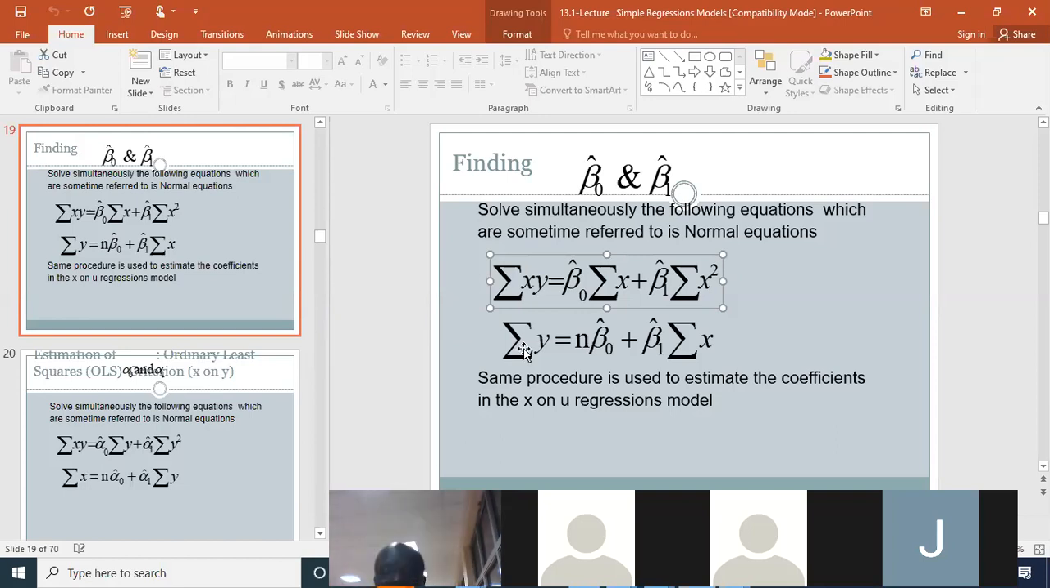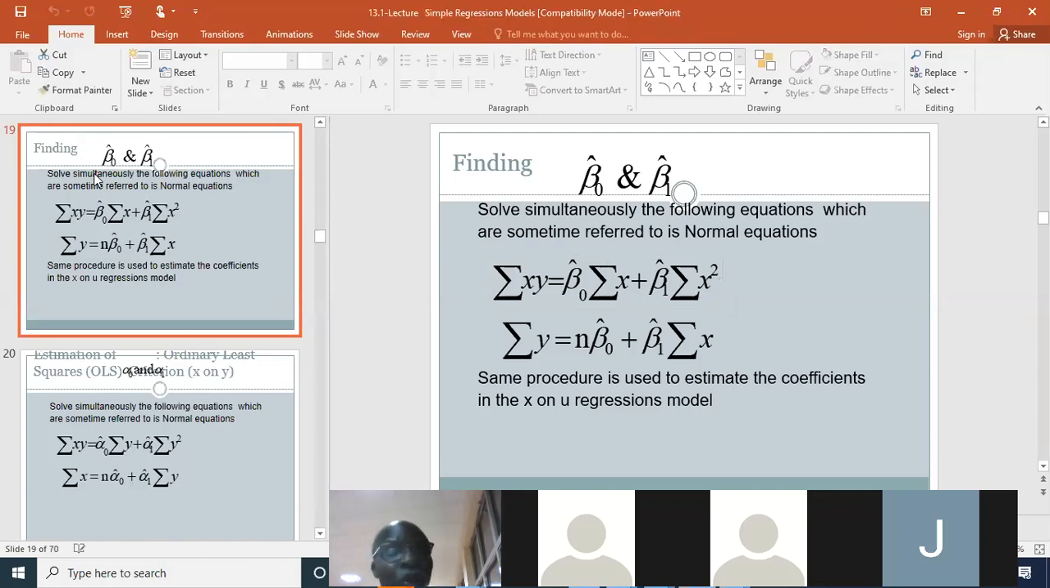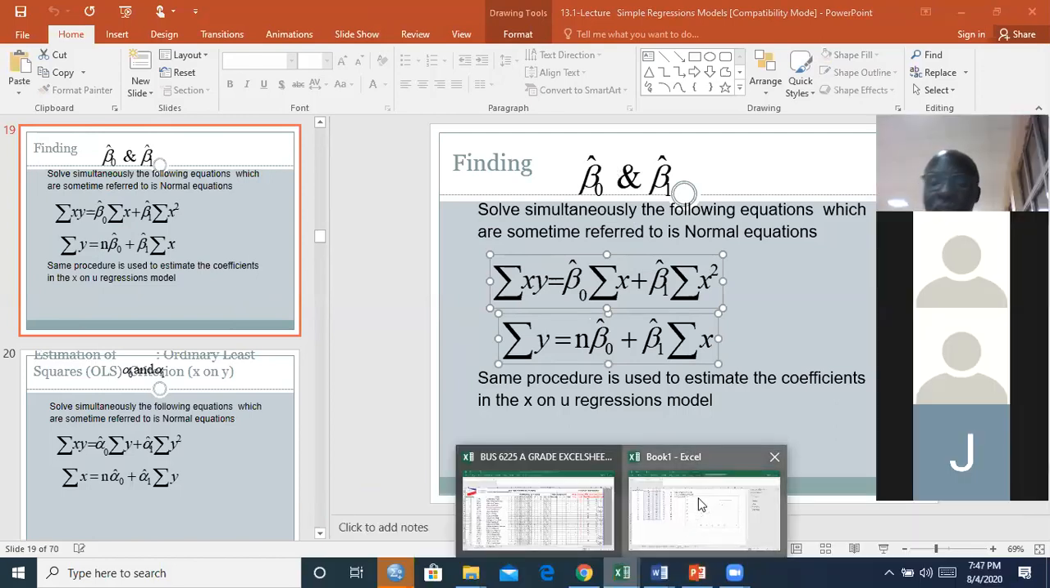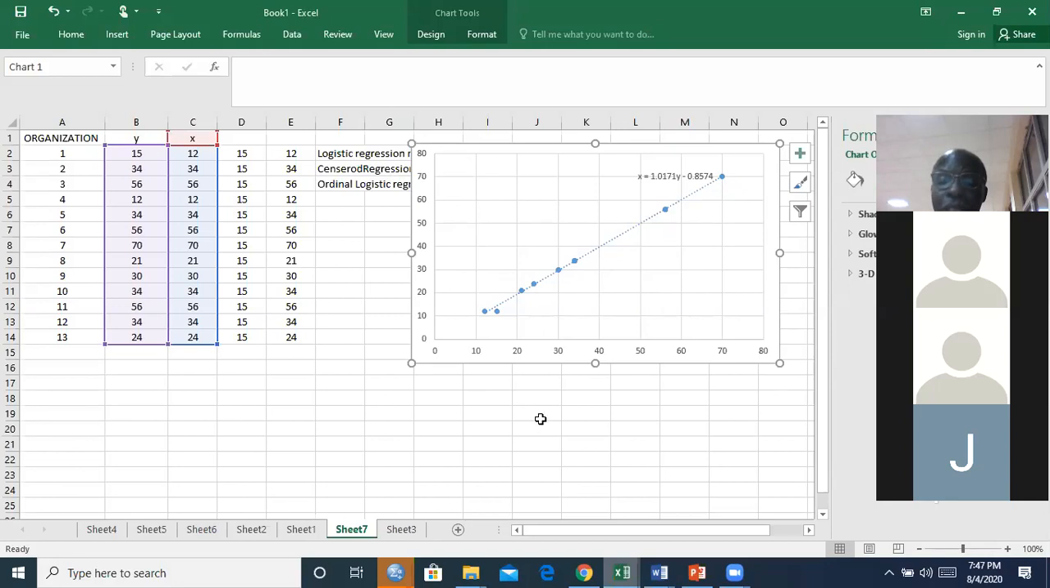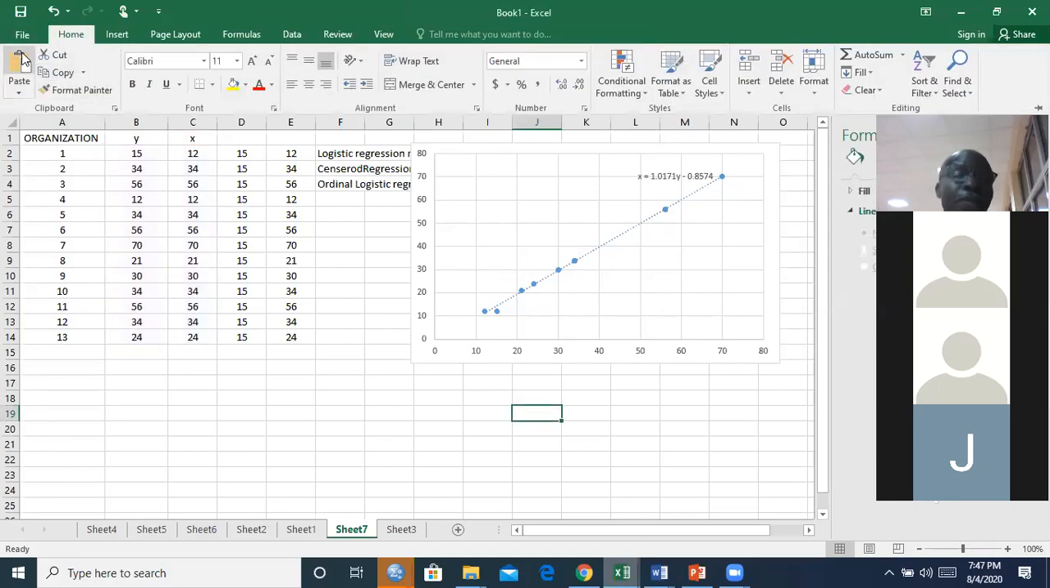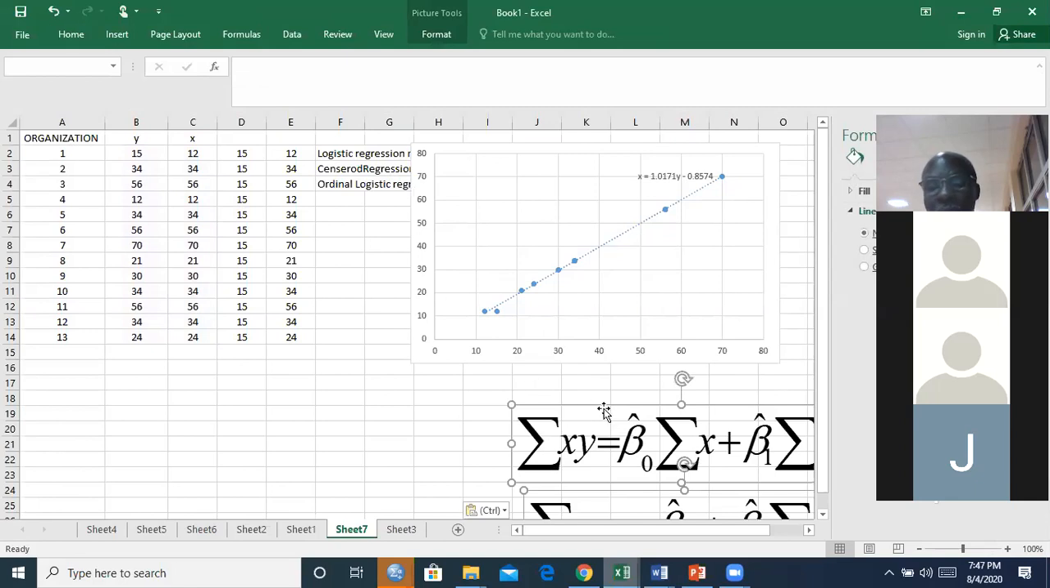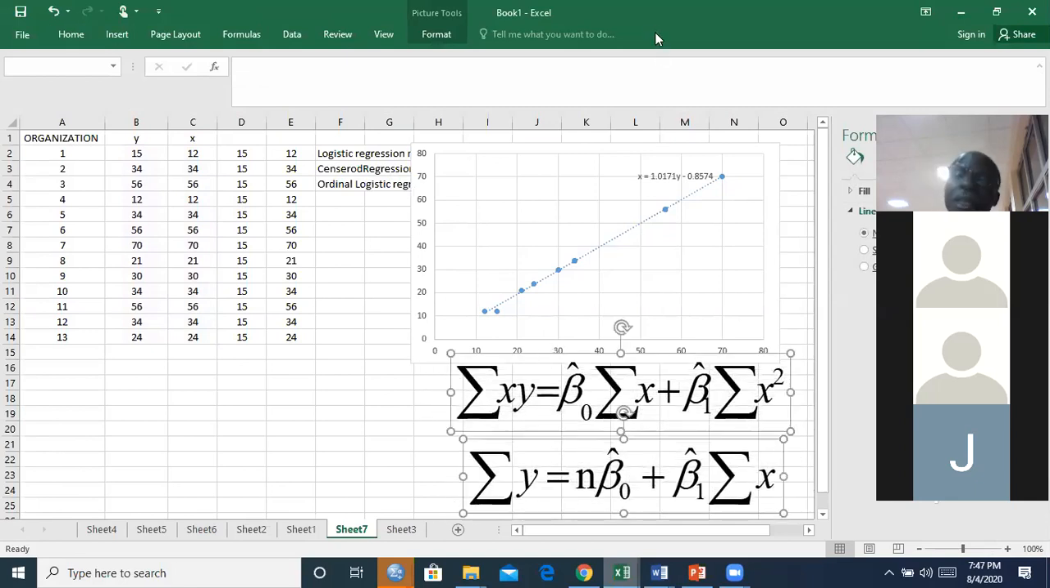So I want us to use our data set to find x on y and y on x. The same data set I have. Let me come that side, where we were. Go to Excel. Then I paste this one here. This is the y on x. That is the y on x.